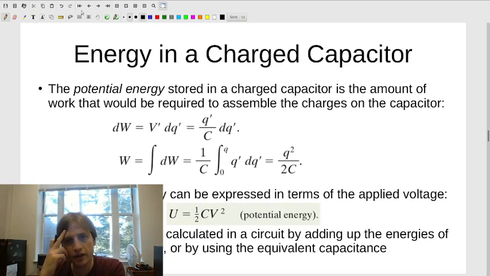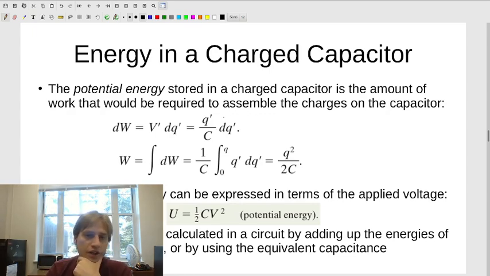Now, something that I covered briefly in the last video, but which I just want to hit one more time because we're reviewing, is the idea of energy in a charged capacitor. I didn't give you a lot of homework on this, but remember, the potential energy is how much work you would have to do on all those charges to assemble them onto the plus and the minus sides of the capacitor.